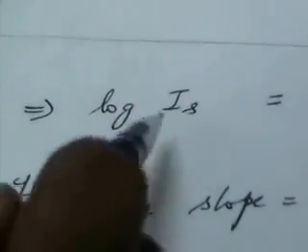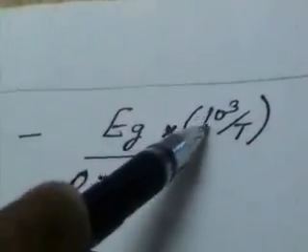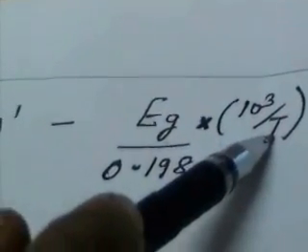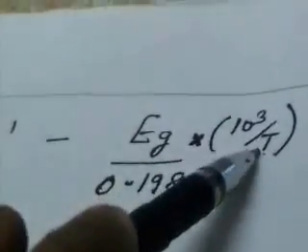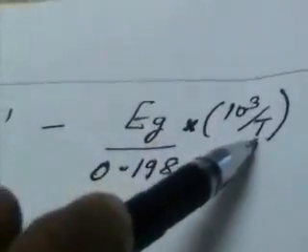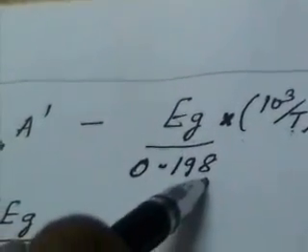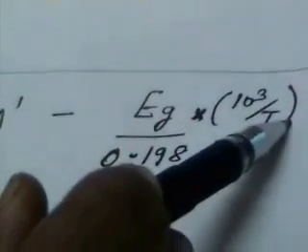This implies that log Is to the base 10 is equal to log A prime to the base 10 minus Eg into 10 to the power of 3 divided by T. Once you simplify using the values, I have taken the T also up. When T goes to the numerator, it becomes 1 by T. So this will be 10 cubed by T. So Eg divided by 0.198 and this into 10 cubed by T will be the value.